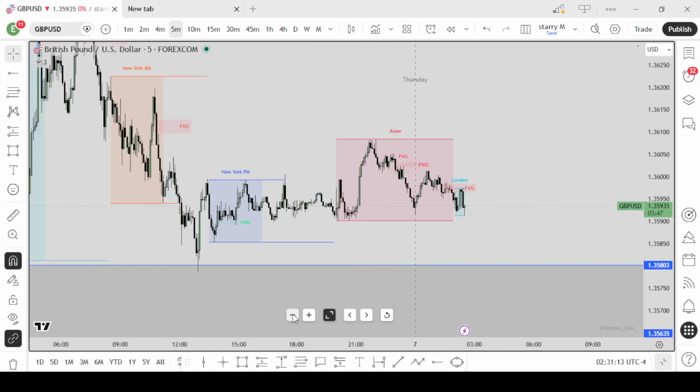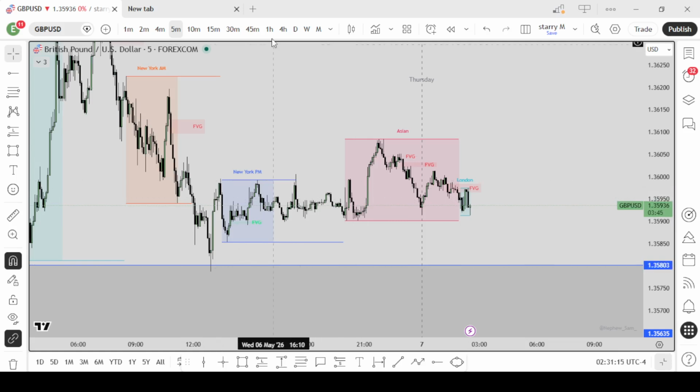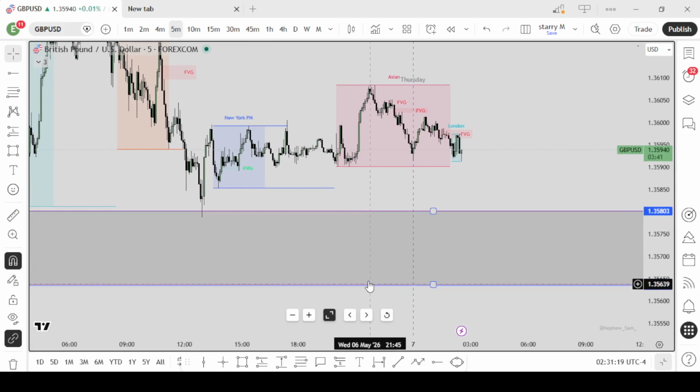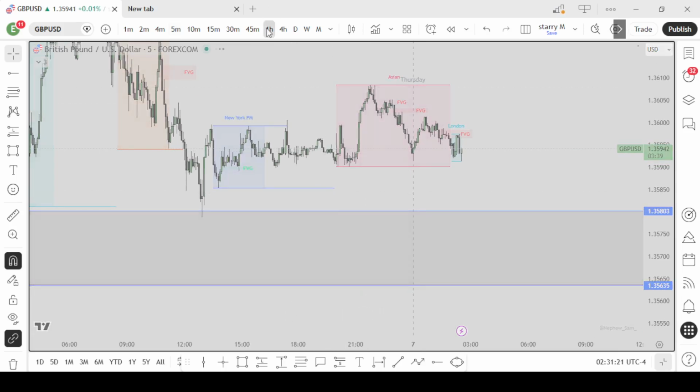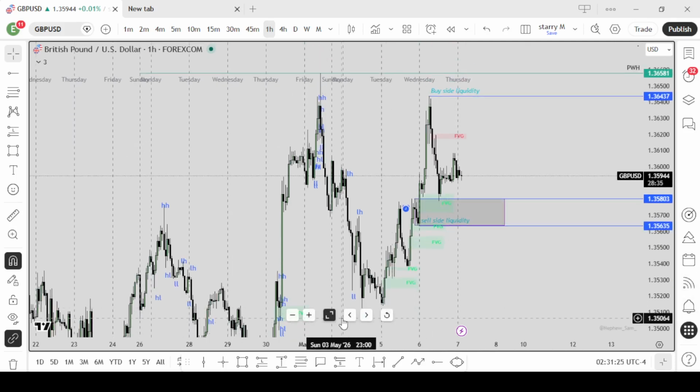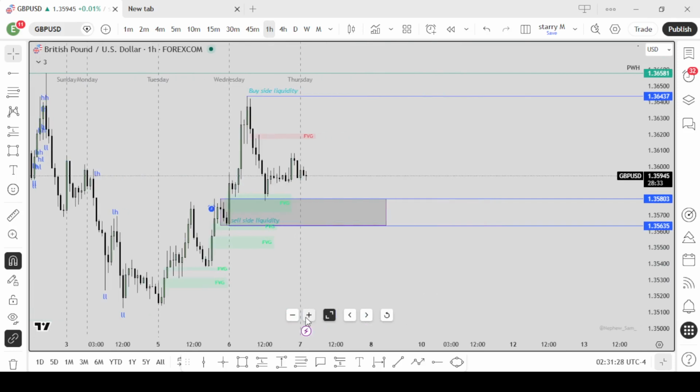Or if it goes beyond this on our 1 hour, that will mean that our market structure for the 1 hour has shifted, and we can start looking for sales as well. So either way, the 5 minutes market structure is our tail today.